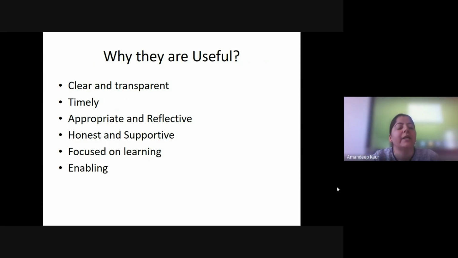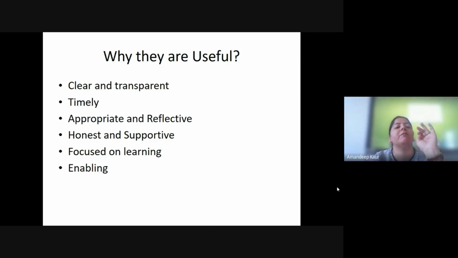So why are rubrics useful? Because it is a written criteria available with the department, with the faculty, with the students, displayed on the website of the institute or on the LMS facility available. Even a hard copy of the rubric sheet can be distributed among class students for a given activity. So it provides a very clear and transparent picture.